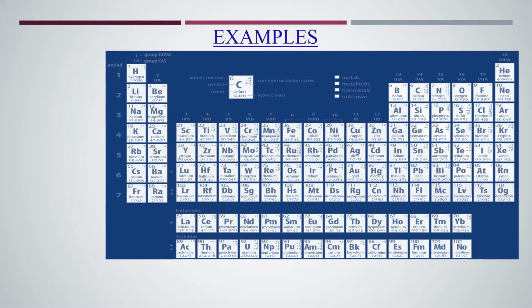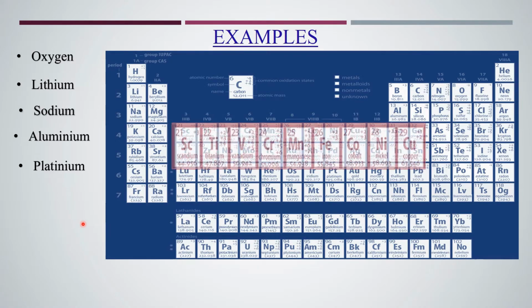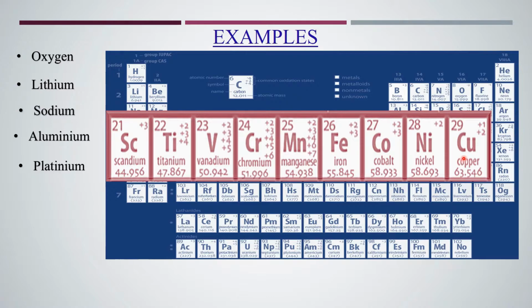Now let's list some of the paramagnetic elements of the periodic table like oxygen, lithium, sodium, aluminium, platinum. Now we will elaborate the paramagnetic behavior of the first transition series from scandium to copper.